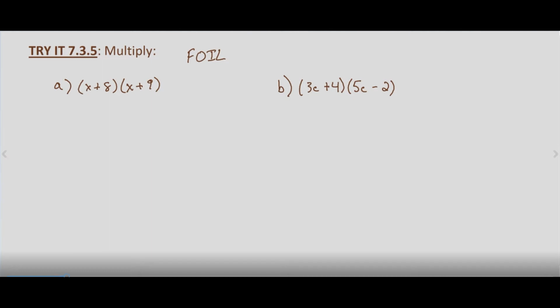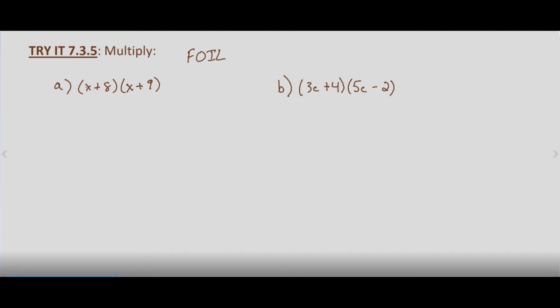A way to imagine it also is the way that you've seen in the previous example. Instead of first, outside, inside, and then last, you could look at it as just distributing the binomial to each term in the other binomial. So I'll do this both ways, and you can choose which way that you want to use.